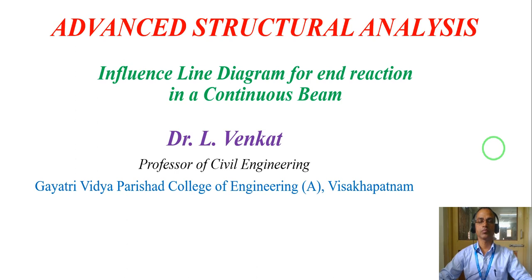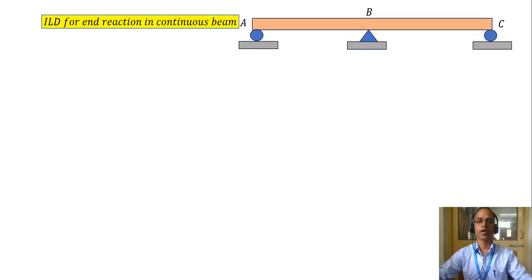The specific topic of today's lecture is the influence line diagram (ILD) for a continuous beam end reaction. Let us look at the ILD for an end reaction, that means an end support, for a continuous beam. Let us say ABC, a two span continuous beam.